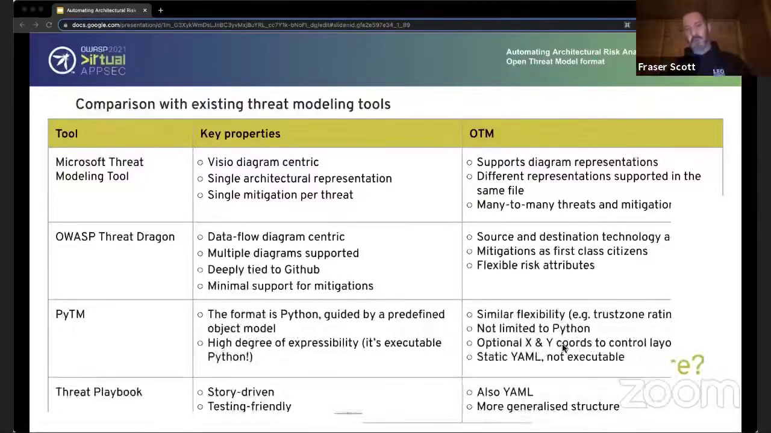If you don't want to use any of that, fine, you can reduce it to just a simple description, and that makes it compatible with things like OWASP ThreatDragon. Similar to Threat Playbook, it's very heavily reliant on YAML, but it's a more generalized structure. And compared to PyTM, which is awesome, very, very flexible because it's Python, you can do whatever you want, essentially, but it's also then scoped and limited to Python, whereas this, we lose some of that power and flexibility that PyTM has, but at least it's a more universal format.